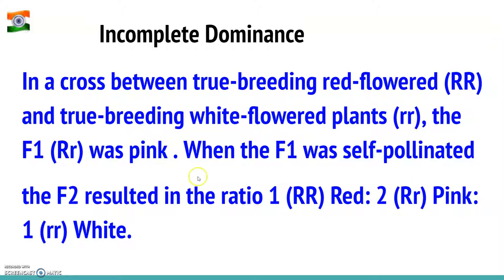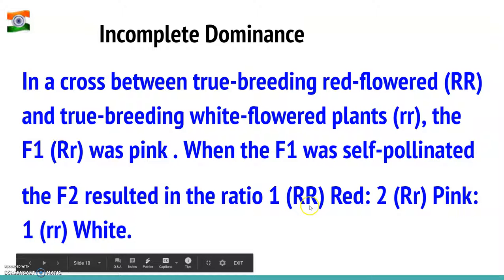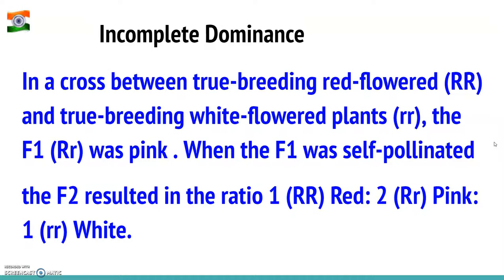The F2 result here has the same ratio which he got in the monohybrid cross, that is 1:2:1, where one is homozygous for red, two are heterozygous for pink, and one is homozygous for white. So this was produced in the cross which he made in the snapdragon, Antirrhinum majus, where he tried to understand incomplete dominance. Till now we have studied how one trait is dominant and the other is recessive. Now this example will explain how dominance can be incomplete.